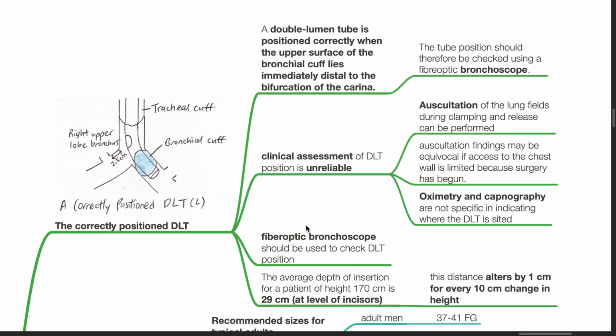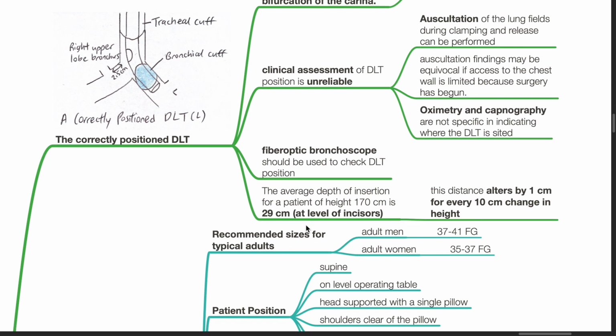The average depth of insertion for a patient height of 170 cm is 29 cm at the level of incisors. This distance alters by 1 cm for every 10 cm change in height.